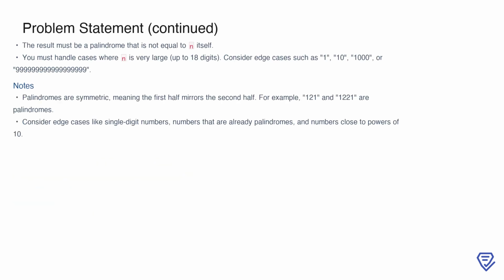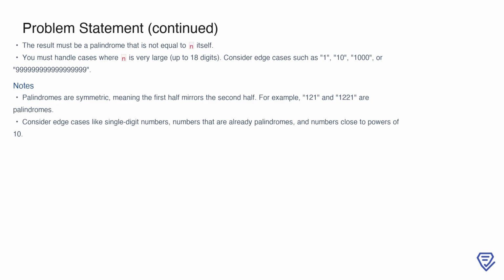Finally, there are some additional points to consider. The result must always be a palindrome that is not equal to n, and we need to handle very large inputs, since n can be up to 18 digits long. Edge cases are particularly important in this problem. For example, think about cases like n equals 1, n equals 10, or even n equals 9999999999999999999. Additionally, remember that palindromes are symmetric, with the first half mirroring the second half.